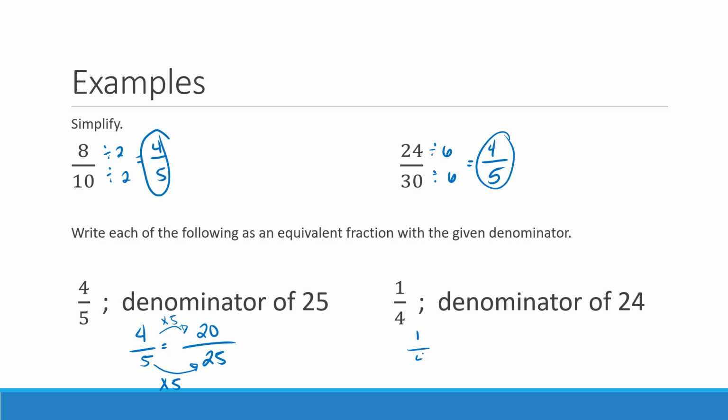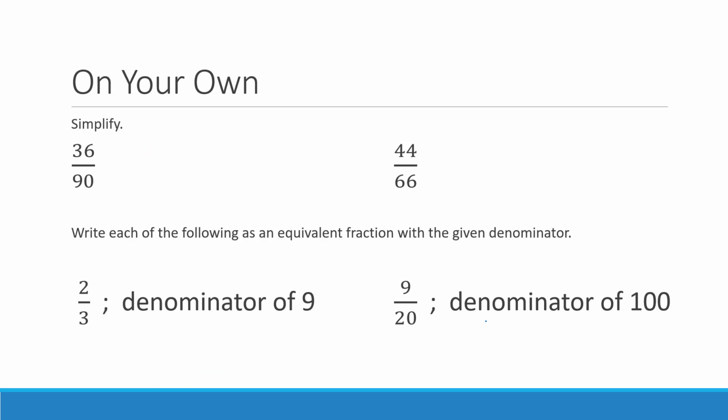Same thing here. If I've got 1/4 and I'm trying to build it with a denominator of 24, ask yourself, what did I multiply by to go from 4 to 24? Well, I'm multiplying by 6. So if I do 1 times 6 in my numerator, 1 times 6 gives me 6. So my equivalent fraction would be 6/24. Take a couple of minutes and try these on your own, and when you're ready, hit play to check your answer.